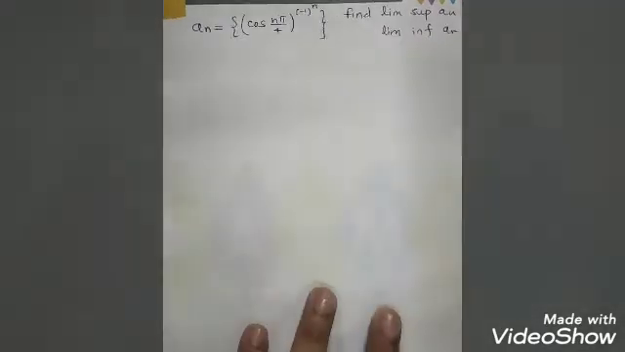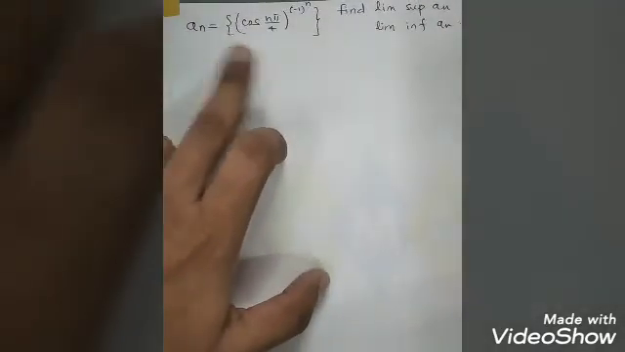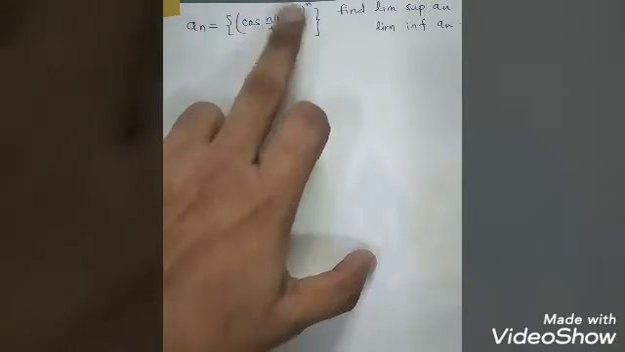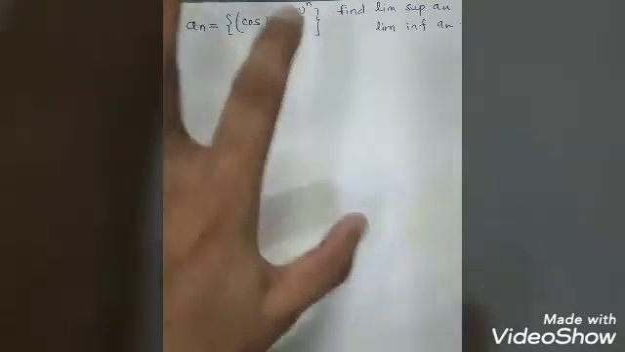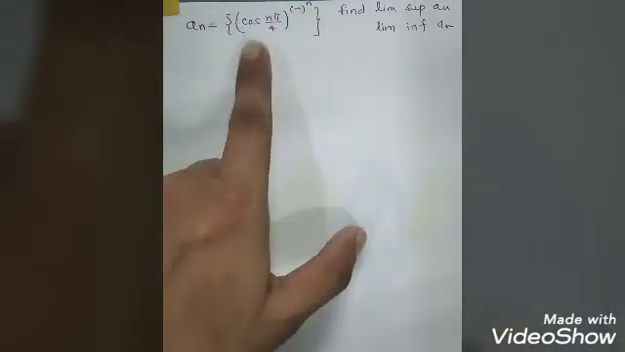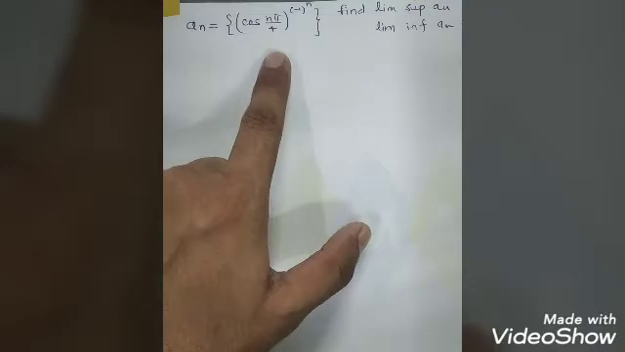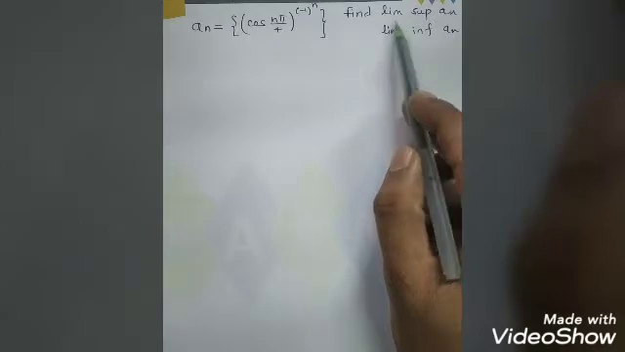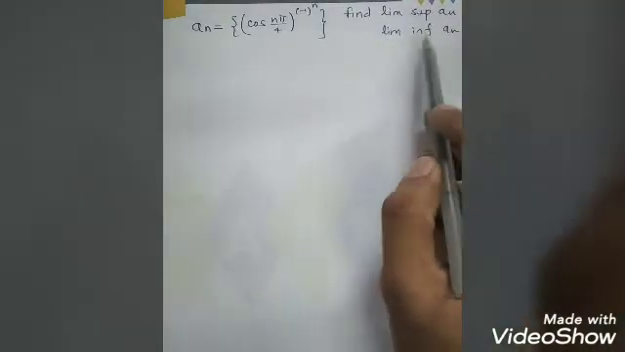So what is the first question? Given a sequence a_n equals cos(nπ/4) whole raised to (−1)^n. If you look carefully at this sequence, you will see that it is an oscillatory sequence. And they have asked us to find the limit supremum of a_n and the limit infimum of a_n.